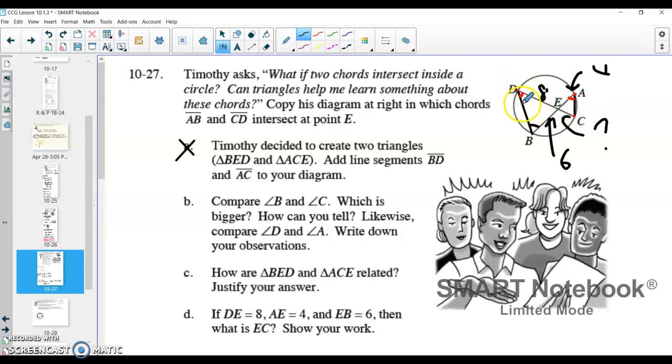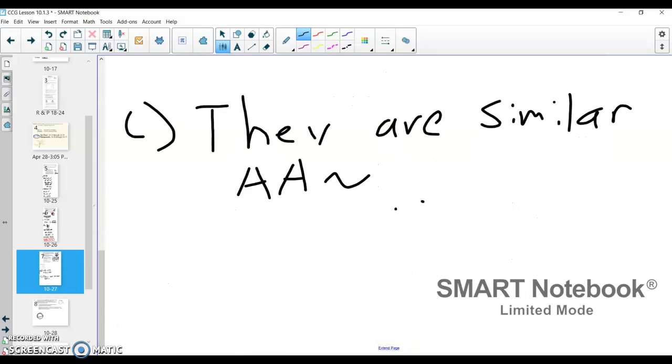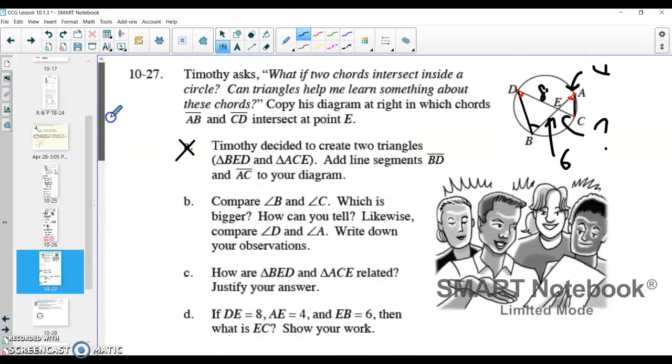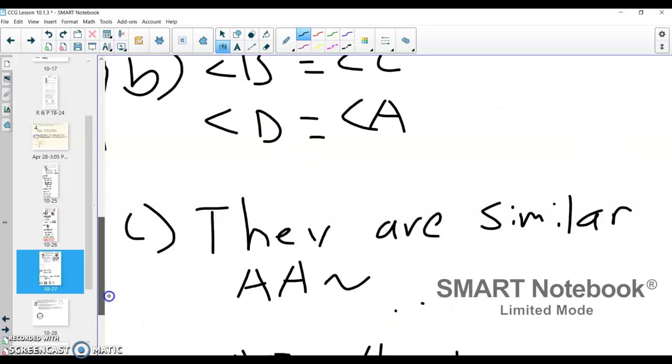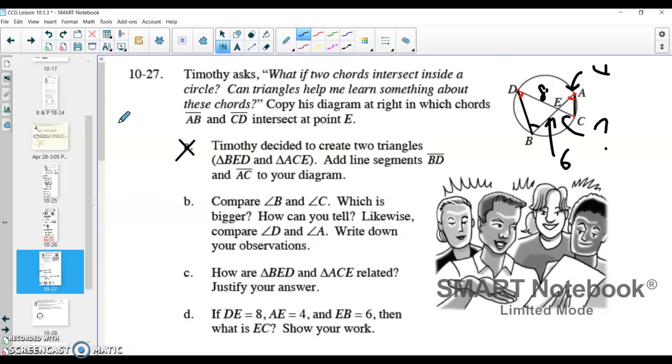And so what we're going to do is divide those corresponding sides to find a zoom factor. For part D, I'm going to take AE and divide it by DE to find my zoom factor from big to small. AE was 4, DE is 8, which gives me 1/2 as my zoom factor. And so if I want to go from big to small, I need to multiply by 1/2, just like 8 times 1/2 gives you 4.